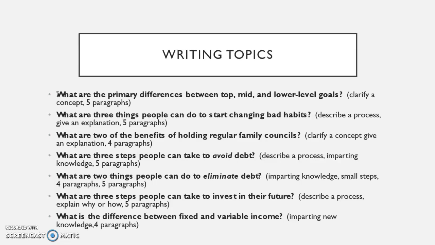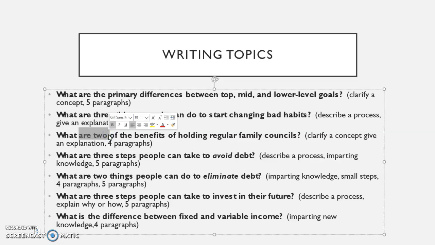So for example, this first one, what are the primary differences between top, mid, and lower level goals? So we know this essay has to be 5 paragraphs because each of our body paragraphs is going to cover one of these topics. Top goals, mid goals, and lower goals. Okay. And then this one, we know it's going to be 5 paragraphs because it tells us 3 things people can do to start bad habits. This one, we know it's going to be a 4-paragraph essay because it says 2 goals. So that means we're going to have 2 body paragraphs. This is a 5 body paragraph.